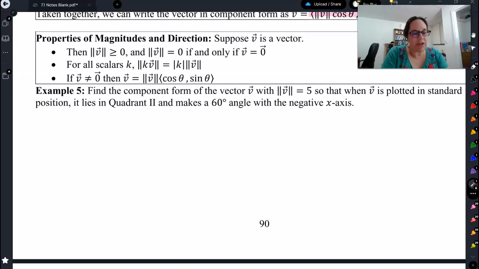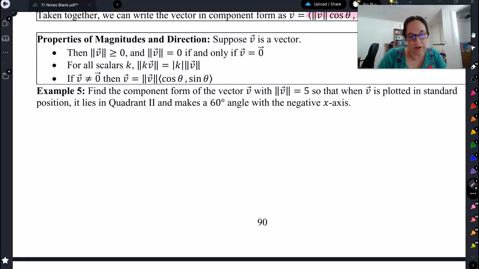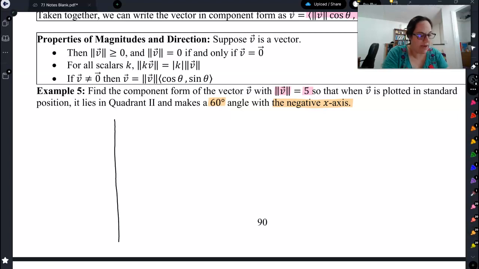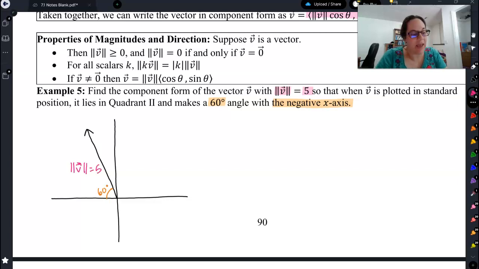So with that in mind, let's try to write the component form of a vector that has a magnitude of 5 and a direction of 60 degrees with the negative x-axis. So let's graph this out. So I want it to have a 60-degree angle with the negative x-axis. There's 60s. And I want it to have a magnitude of 5, aka an r, a radius of 5.